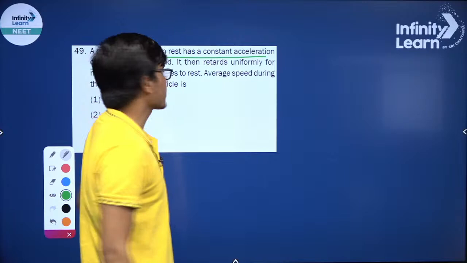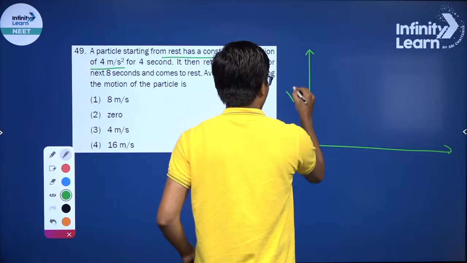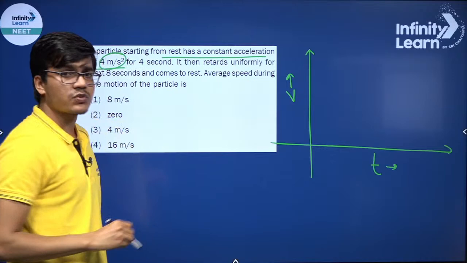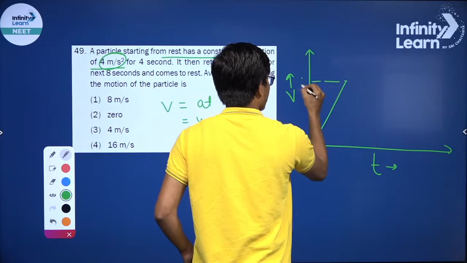Whenever you have a question in which acceleration is changing, I would always suggest you make a velocity-time graph. You have an acceleration of 4 meter per second square for 4 seconds, so the velocity achieved is a into t, that is 4 into 4, which means 16 meter per second. So velocity will be 16 meter per second after 4 seconds.